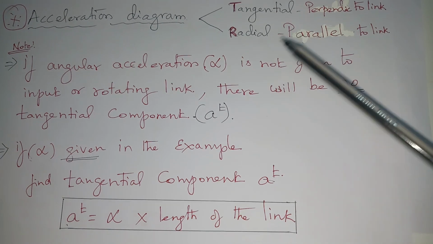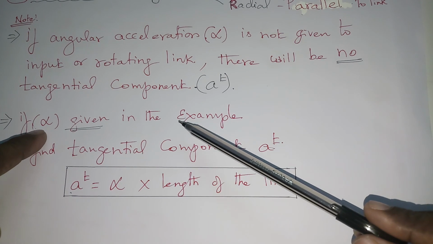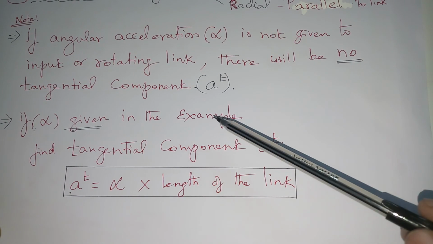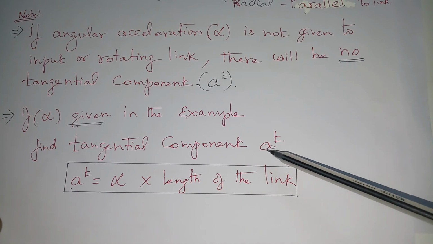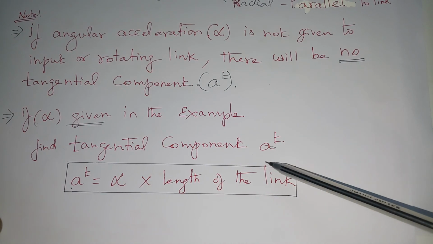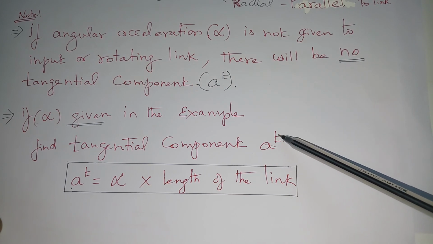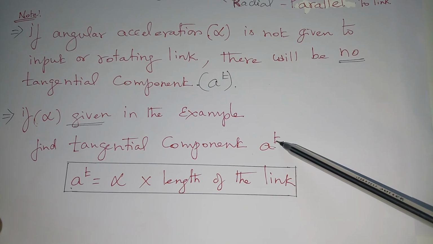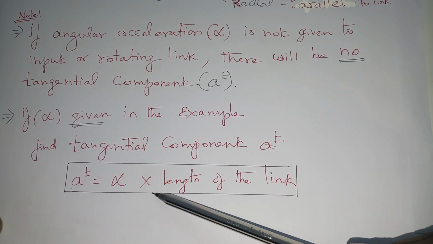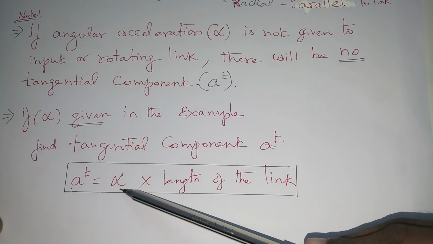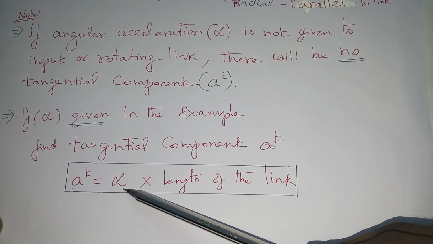Okay. Alpha is nothing but angular acceleration. If angular acceleration is given in the problem, then you have to find the tangential component AT. Okay. So this is tangential acceleration. The superscript T denotes tangential acceleration. So tangential acceleration equals alpha into the length of the link. Okay. Alpha is nothing but angular acceleration.